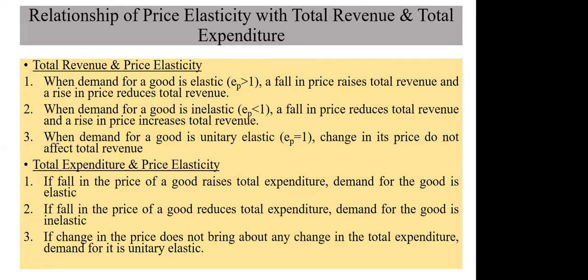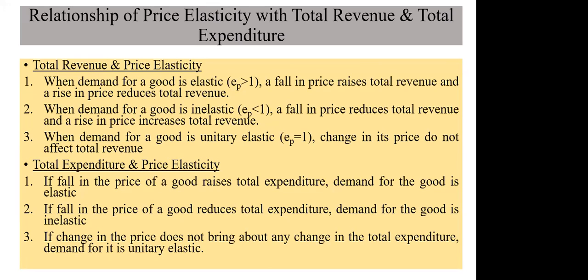Why does it happen? Suppose the good is elastic. Previously, you were buying 1 kilo at 100 rupees, total revenue was 100 rupees, 100 into 1 equal to 100. Now with the fall in the price, suppose the fall is from 100 to 80, now you are buying 2 kgs. So your total revenue becomes 80 into 2 equal to 160. So with the fall in the price, the total revenue increases from 100 to 160. That's why, when the demand for a good is elastic, a fall in price will raise the total revenue.